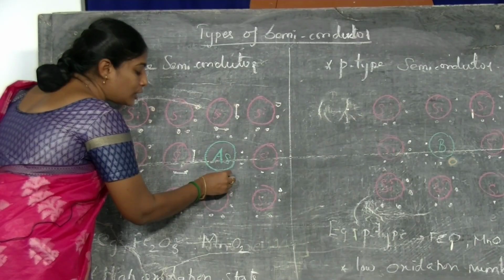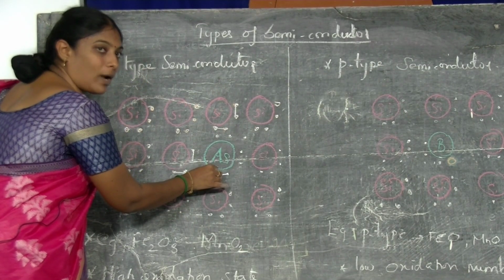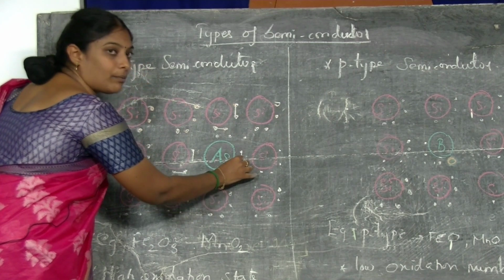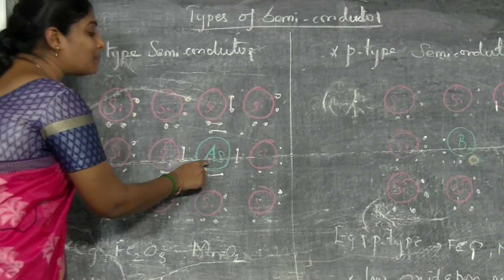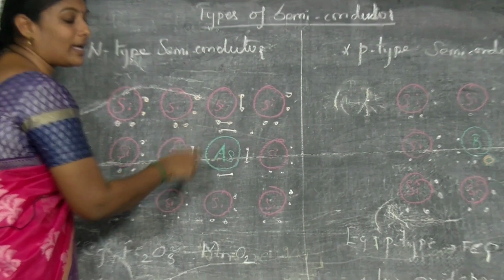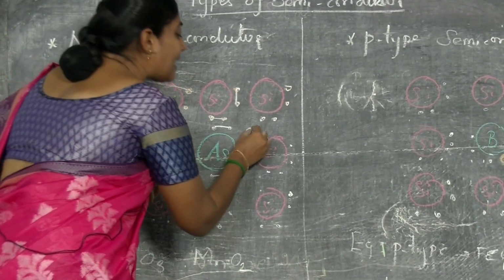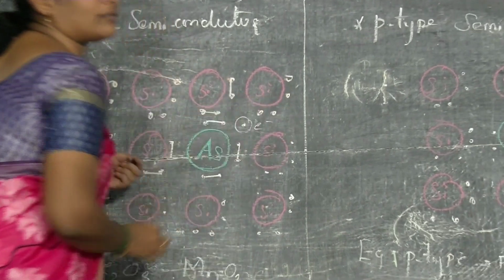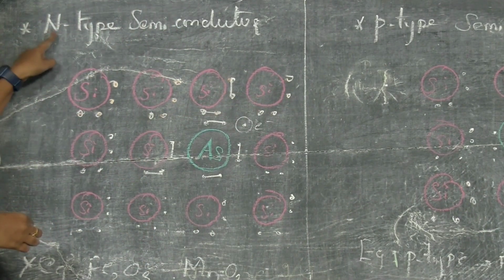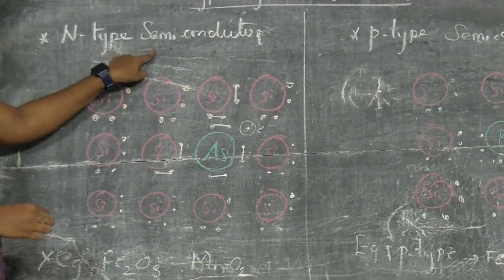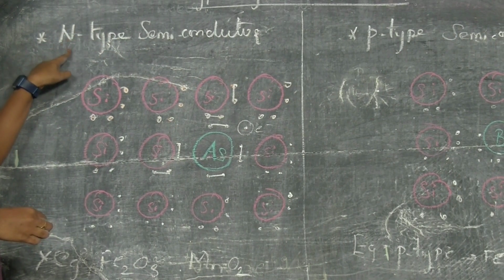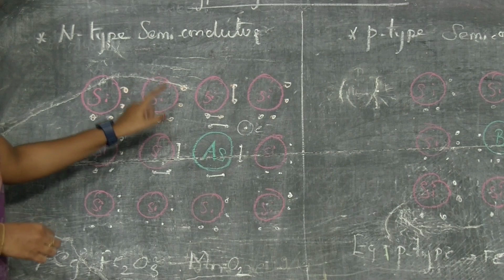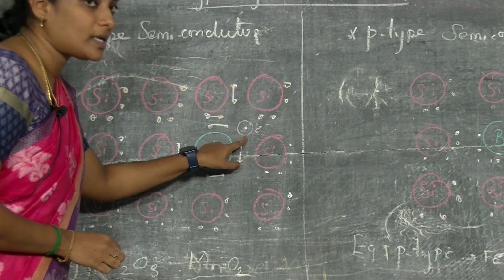So these two are involved to make one bond. It will make one bond. The extra one electron of arsenic is present in the system. This is nothing but an extra electron. So this is called an N-type semiconductor. N-type semiconductor means one in which an extra electron is present. So here in the system there is one extra electron present.